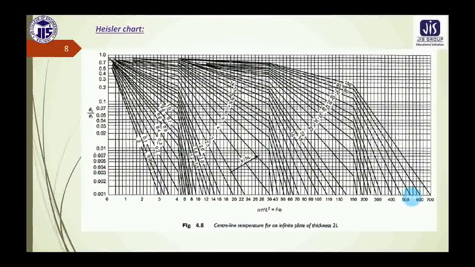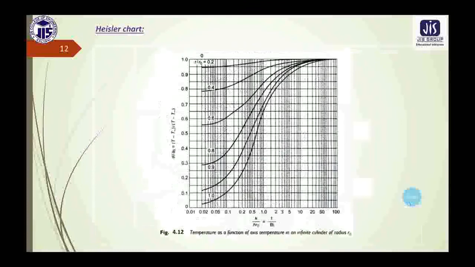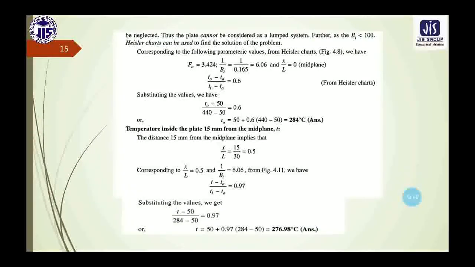So based on this, we have identified the value of theta naught by theta I from this Heisler chart. This value we are getting almost 0.6. So if we put this value here, we can find the value of the T naught from this equation. So we are getting T naught as 284 degrees centigrade.